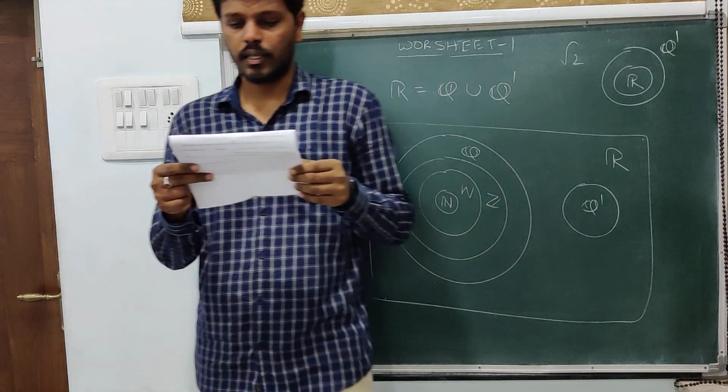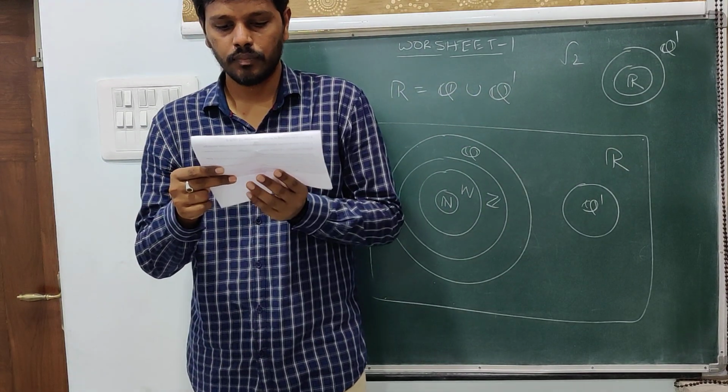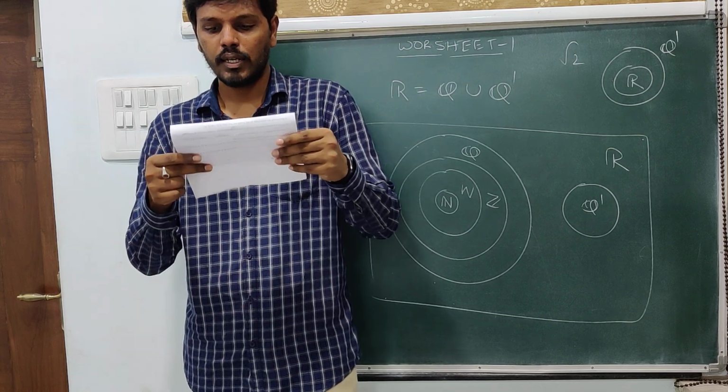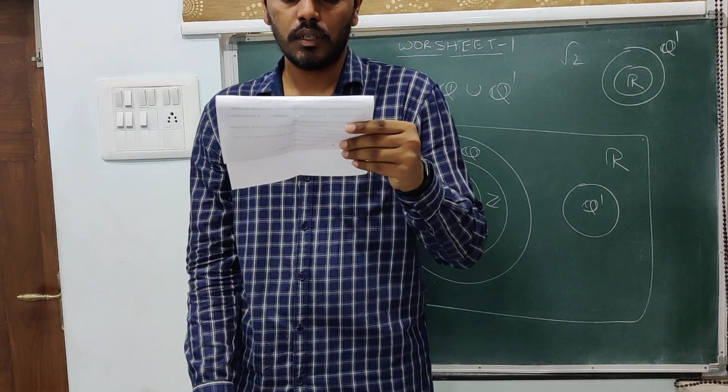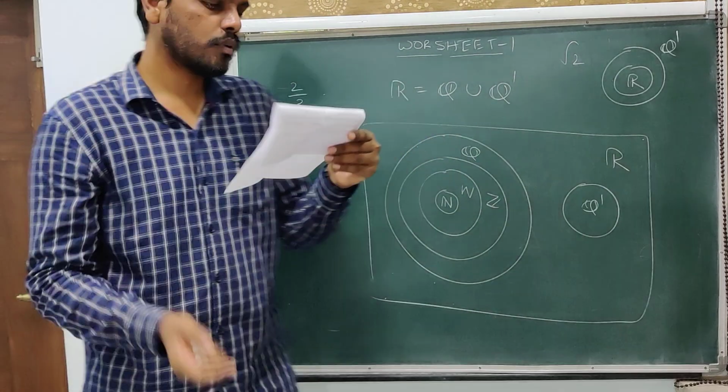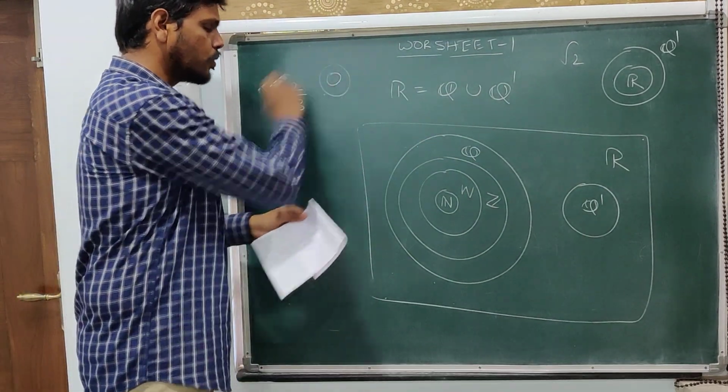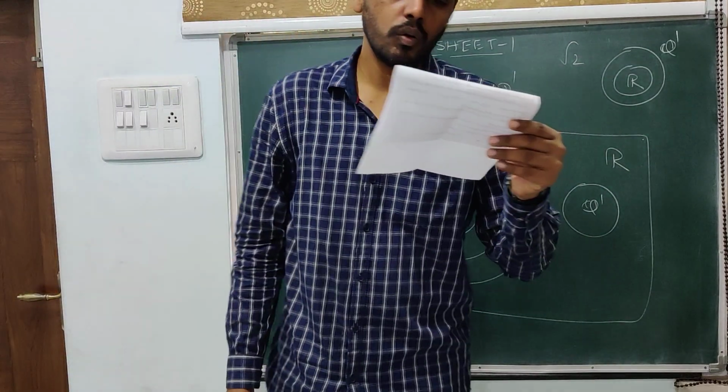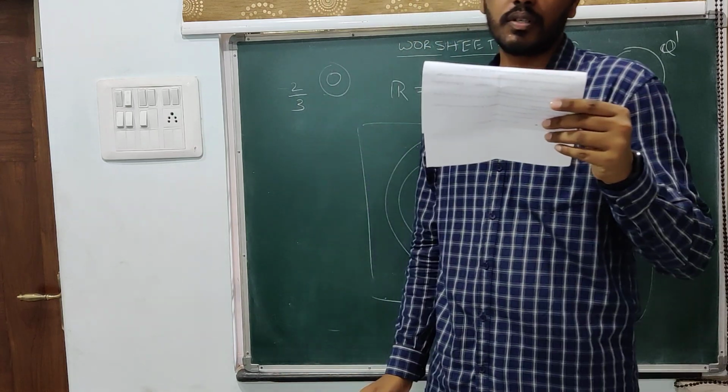In fact, the statement is correct. All whole numbers are natural numbers, but all natural numbers are not whole numbers. You can put that as 0. Now 0 is a whole number, but it is not a natural number.